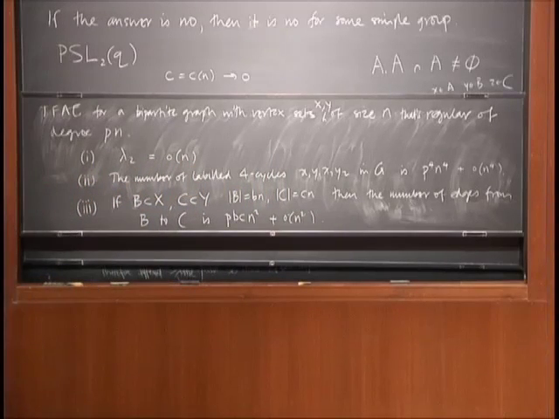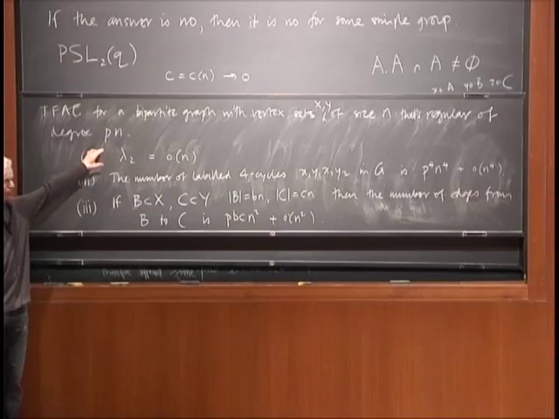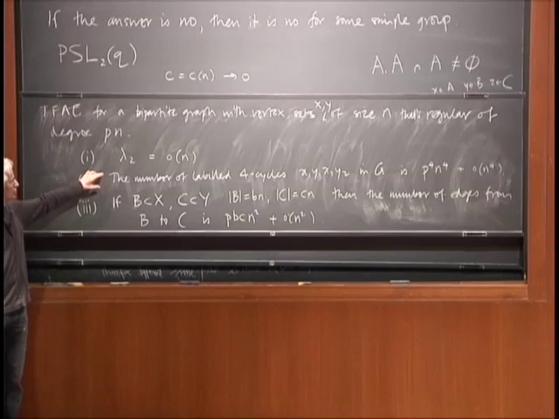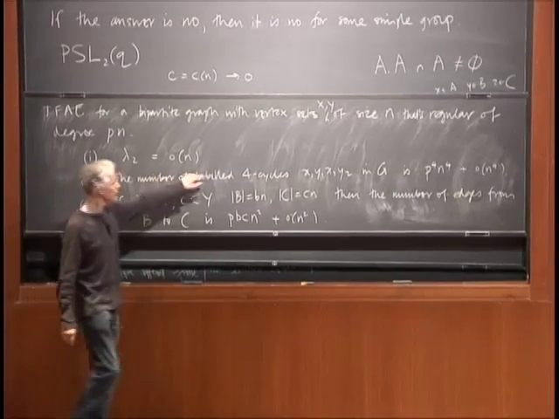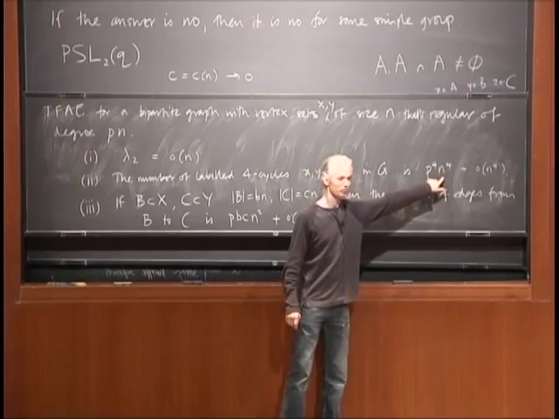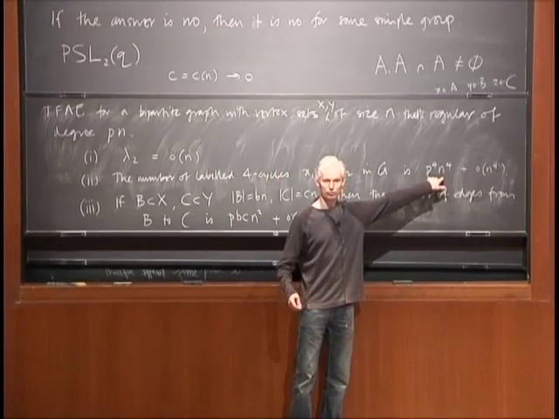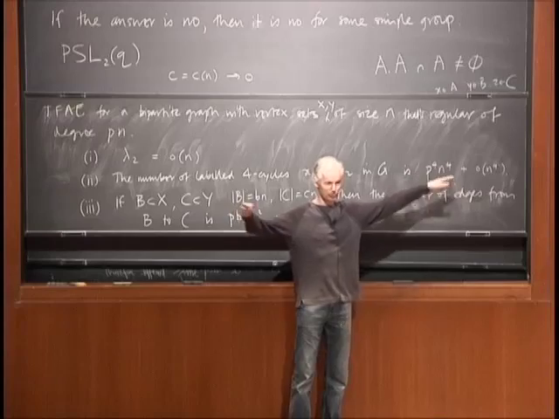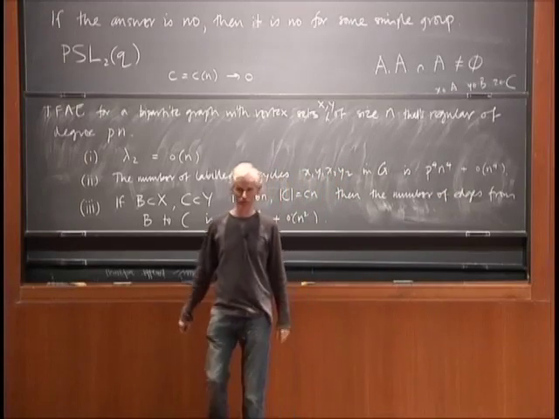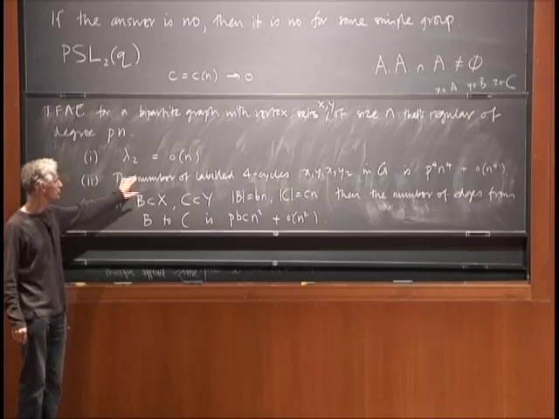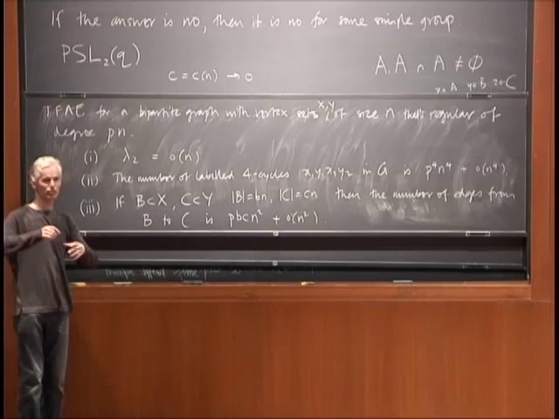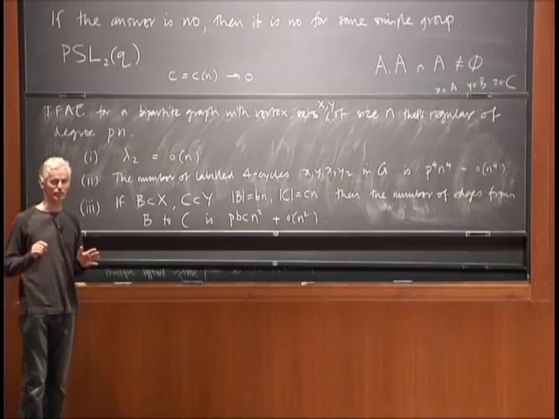So we have three properties. One is a small second largest singular value. Another is the number of labeled four cycles. Actually, it's easy to prove that the number of labeled four cycles is at least as big as this, using Cauchy-Schwarz. So what this is saying is that the number of labeled four cycles is as small as you can get. And then here we're saying that between any two reasonably large sets, you get roughly the expected number of edges.